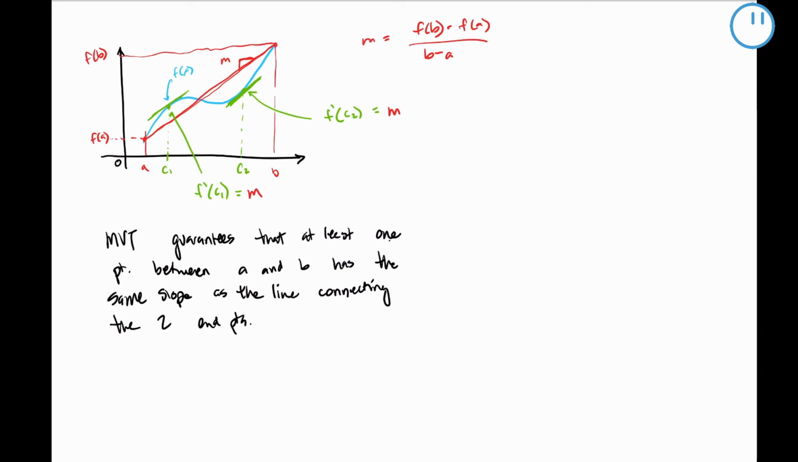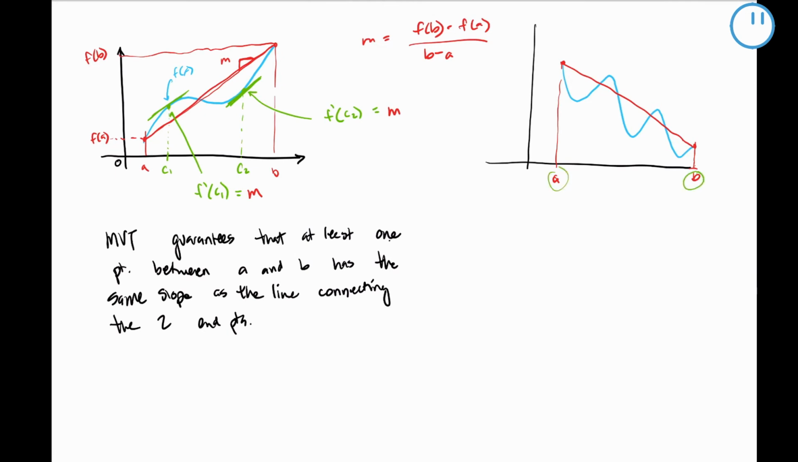Let's go ahead and look at another example. Let's say that I have a function that looks something like this. And once again, we're going to look at this from the interval a to b. I'm going to go ahead and draw a connecting line like this. And all the mean value theorem says is that between a and b, there is at least one point C. Here it looks like we have multiple points C, but there's at least one point C where the slope of our function f of x is the same as the slope of our line that connects the two endpoints.